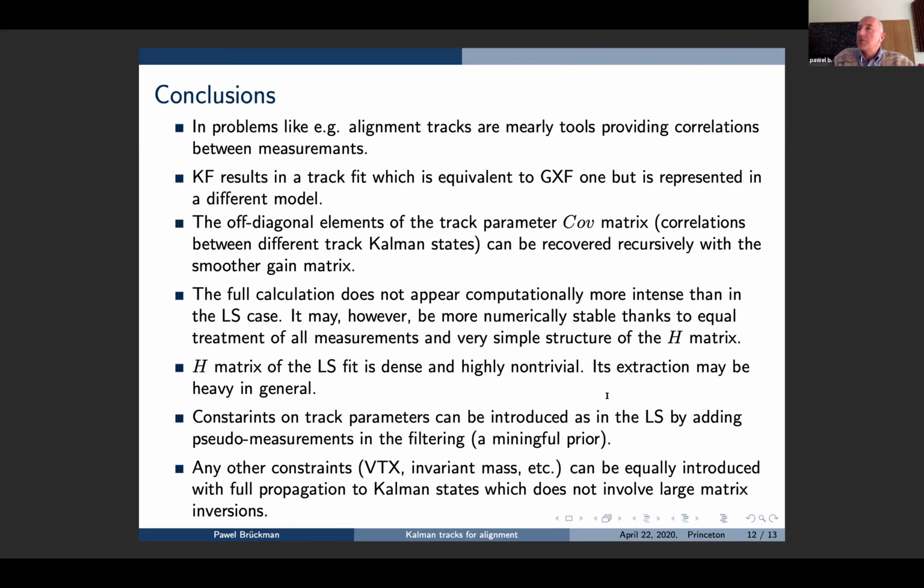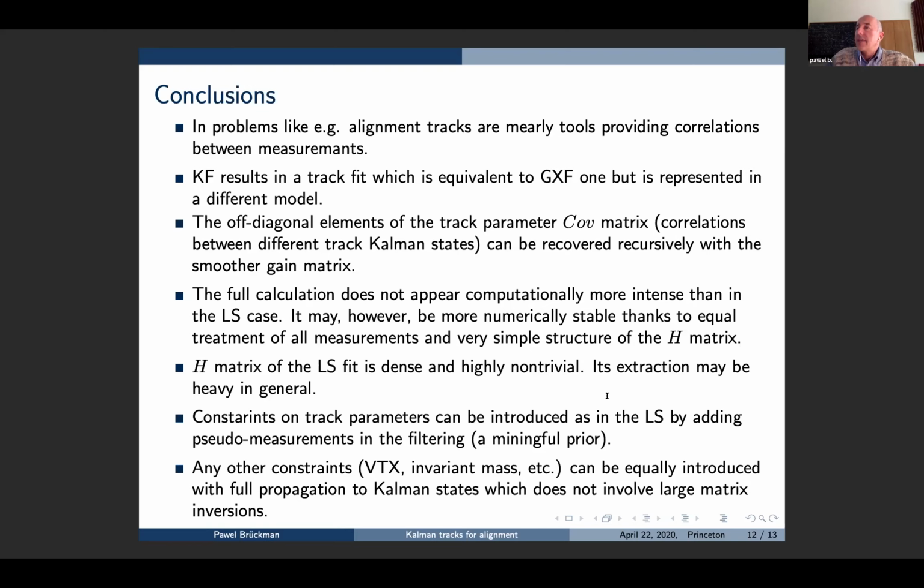So the correlation between different track Kalman states can be recovered recursively with the smoother gain matrix. The full calculation does not appear computationally more intense than in the least squares case. It may, however, be more numerically stable thanks to equal treatment of all the measurements and the very simple structure of the H matrix.